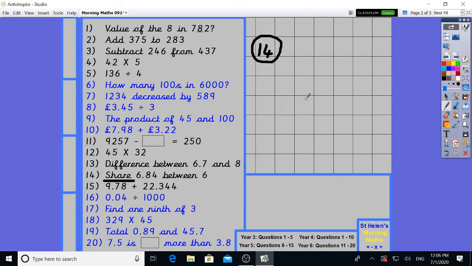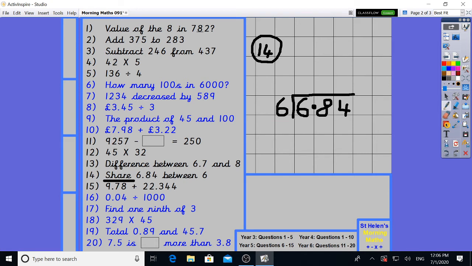Share 6.84 between 6. We don't often divide by 6 on here. I think it's about time we did some 2-digit division again tomorrow. But today it's just 1-digit division, dividing by this 1-digit number.